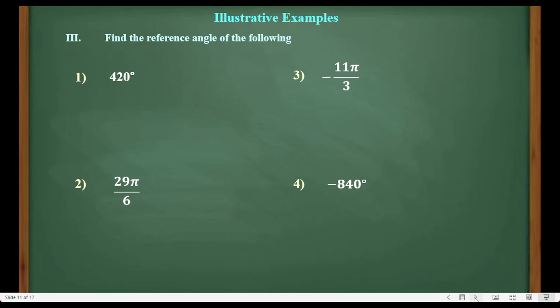So, you will notice that the values are quite large and way too small, which is in terms of negative, particularly in number 3 and number 4. And the number of turns generated to come up with such angle is more than 360 degrees or 2 pi, whether in positive or negative values. Now, how do we compute for the reference angle of each of these examples?